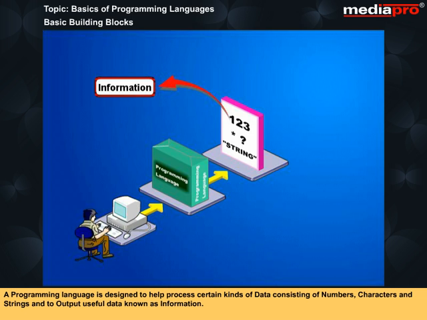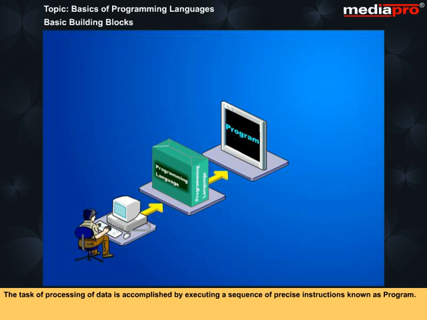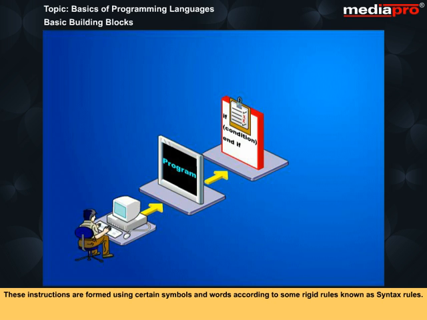A programming language is designed to help process certain kinds of data consisting of numbers, characters, and strings, and to output useful data known as information. The task of processing of data is accomplished by executing a sequence of precise instructions known as programs. These instructions are formed using certain symbols and words according to some rigid rules known as syntax rules.